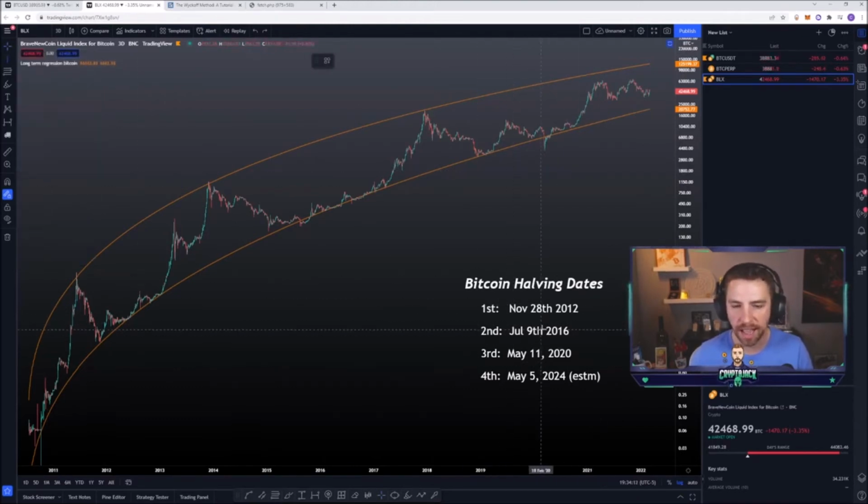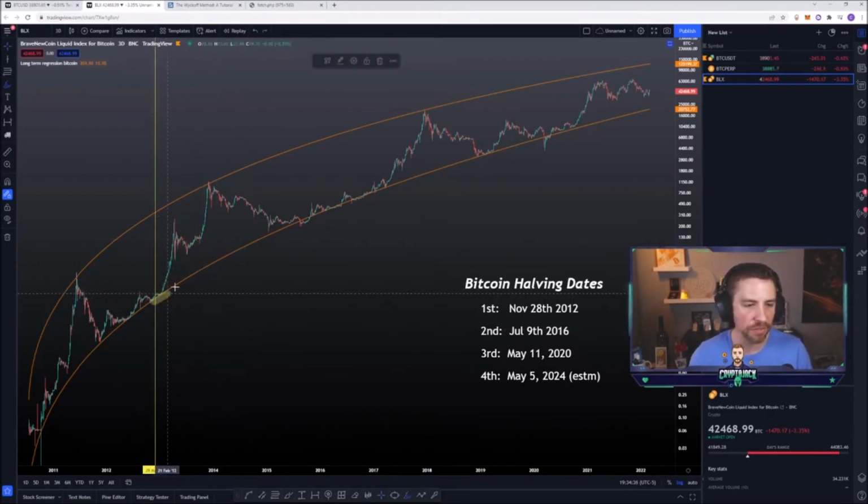Now I've gone ahead and I've looked up the halving dates for you guys, and here they are right here. November 28th, 2012. Okay, close enough. We're on 3-day candles, so that's as good as we're going to get. Let's see what happened right after the halving. That's really interesting. Okay, maybe it's a coincidence. Let's look at the next ones.